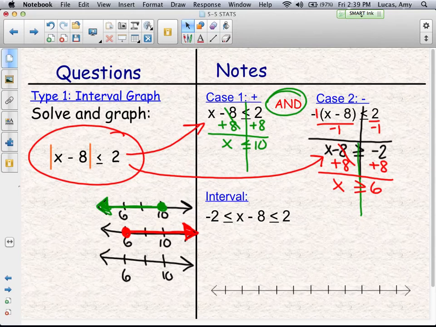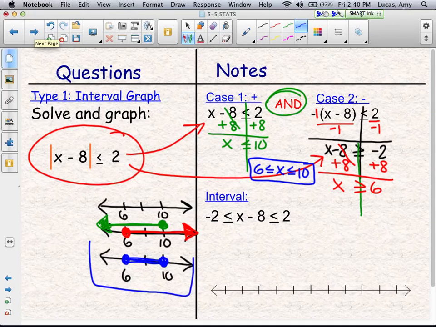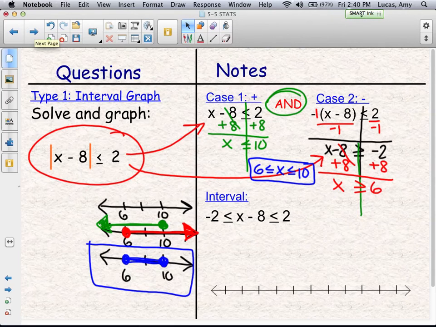So then their intersection, if I intersect these graphs, look at what they share. They share everything from 6 to 10. From 6 to 10. So 6 is less than or equal to x is less than or equal to 10 would be the inequality to describe my solution graph. So that is one way that you could solve this inequality.